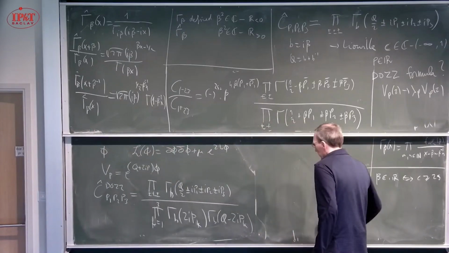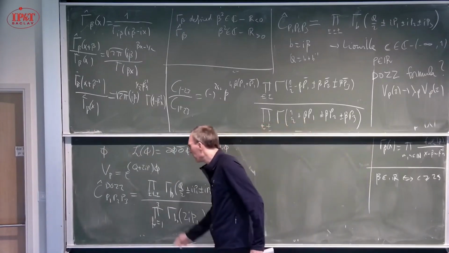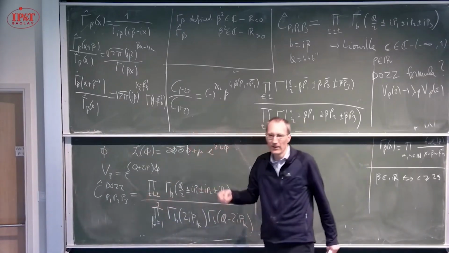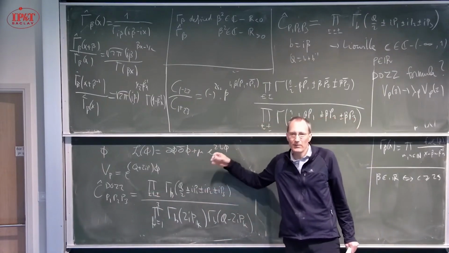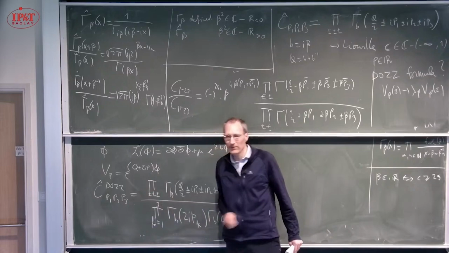Okay, so to be sure, those DOZZ formulas also have prefactors which depend on mu, but they are not very important. And if you fix mu to some specific value, you can make these prefactors trivial.